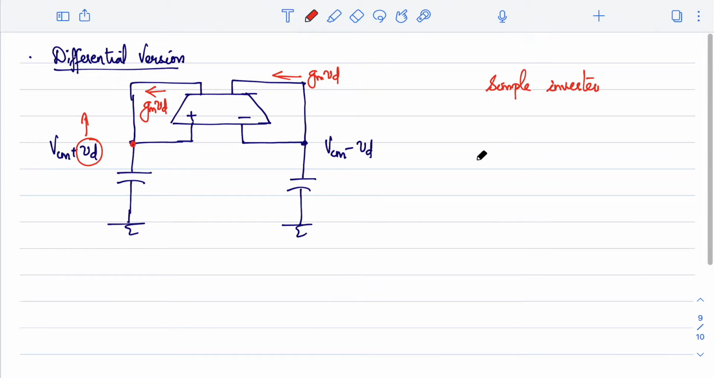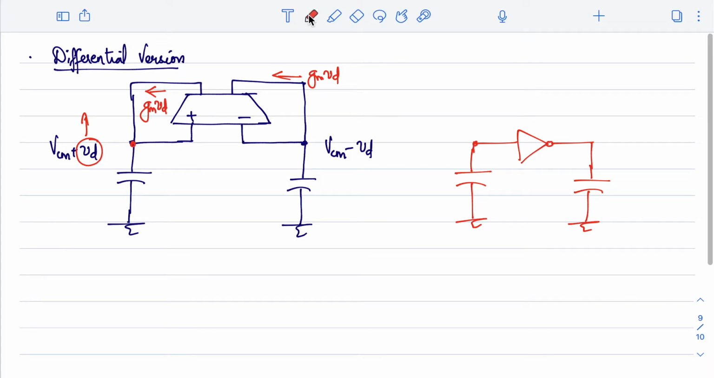where I have this capacitor here. Now that voltage will be sensed here. All right, so this voltage is VCM plus VD, and this is VCM minus VD. Now if I simply connect an inverter from this node to this node, will it serve the purpose?